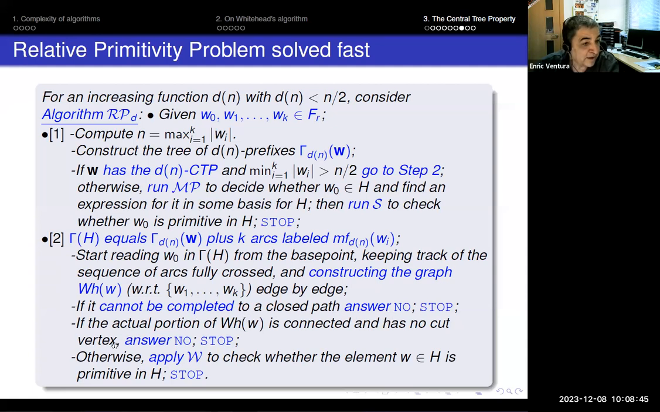If at some point you get a connected Whitehead graph having no cut vertex, then you can also stop the process, because even if W0 belongs to the subgroup, it's not going to be primitive. And otherwise, you run the Whitehead or Spielrein's algorithm to check whether the element is primitive in the subgroup.